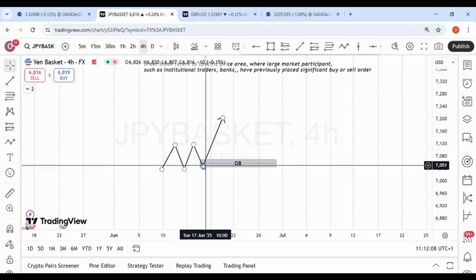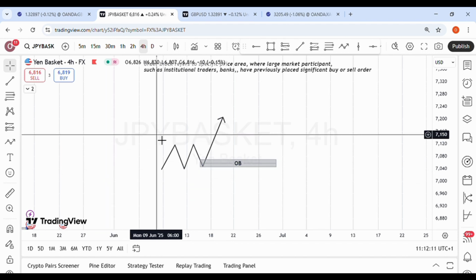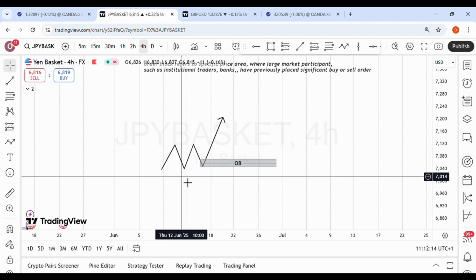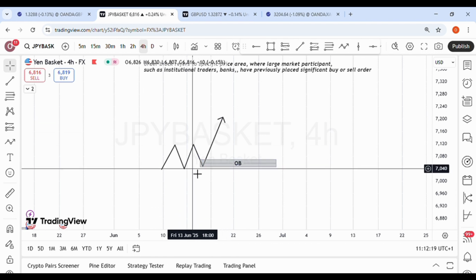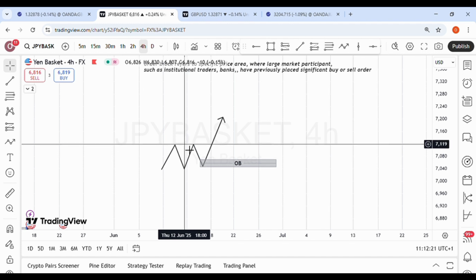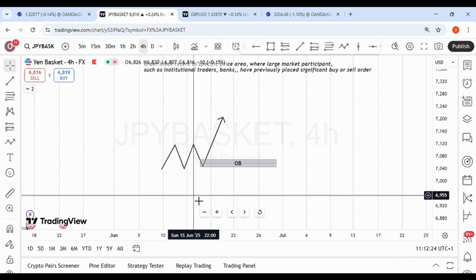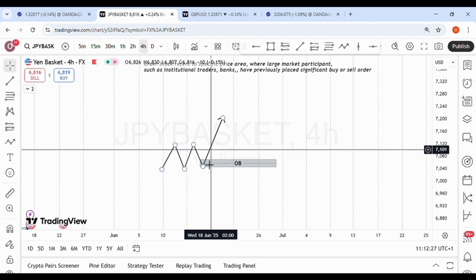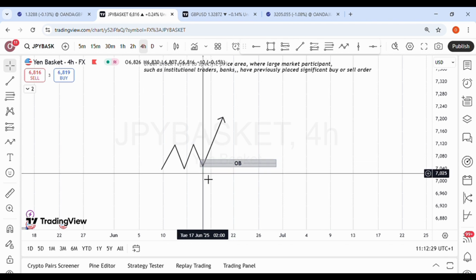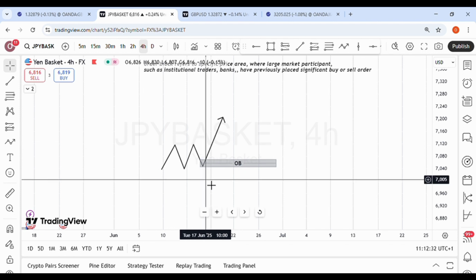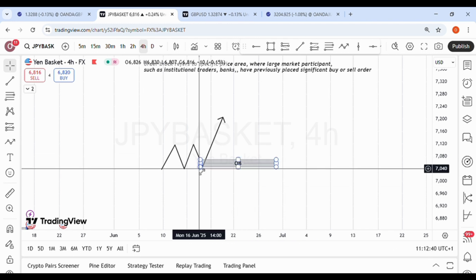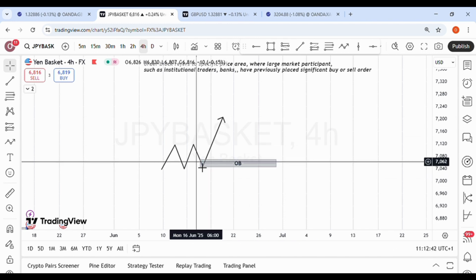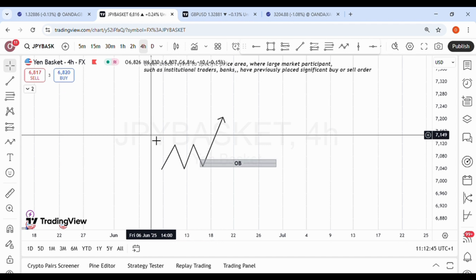Understand? This is the particular area where, for example, price has been going up and down, ranging. At a particular point, institutional traders, the SMCs, banks and other people start placing different types of orders here, and when so many orders are placed in a particular place, it can cause a spike movement either to the upside or to the downside. That is the main reason why the spike is caused. Understand? That's everything.